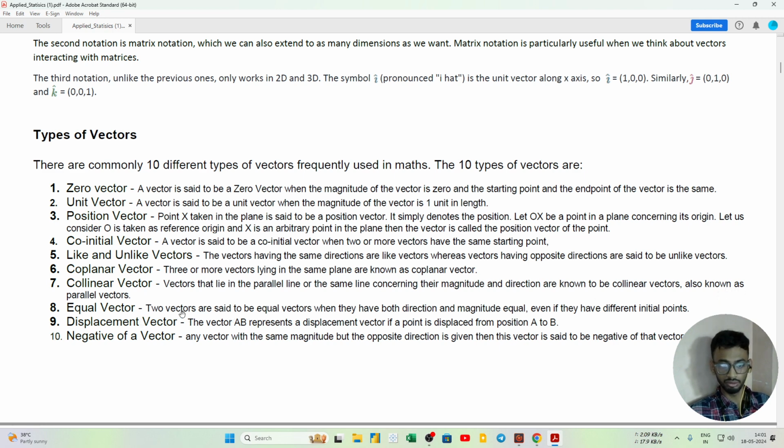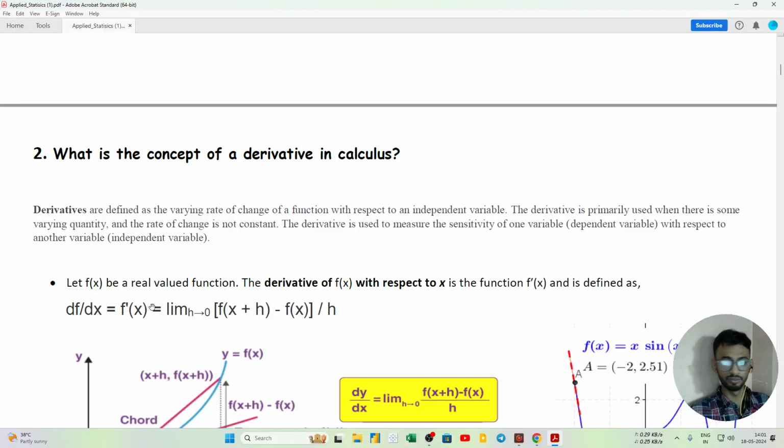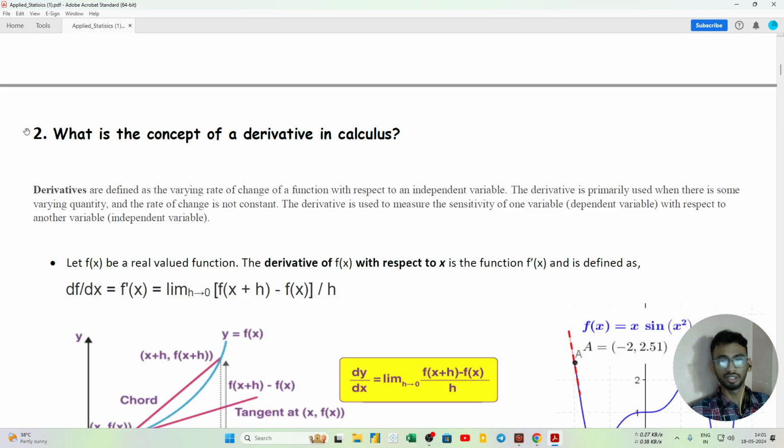Equal vectors: two vectors are said to be equal when both their direction and magnitude are equal, even if they have different initial points. Displacement vector: the vector AB represents a displacement vector if the point is displaced from A to B. Negative of a vector: any vector with the same magnitude but the opposite direction is said to be the negative of a vector. Move ahead to the second question.